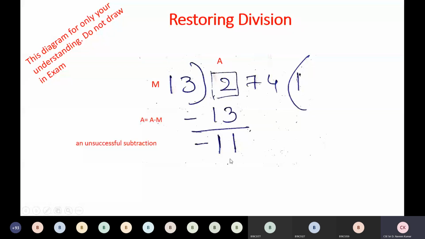How do we say? Based on the subtraction. What is the subtraction? This is 2 minus 13. Here what is 2? The value in A is 2. M is 13. So 2 minus 13 means A minus M, which is stored in accumulator again. Minus 11 is stored. So if the value is negative, we say the subtraction is not successful, that is, this is not correct. You need to consider two numbers.